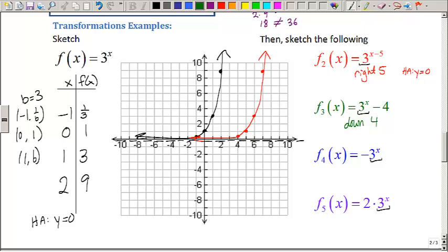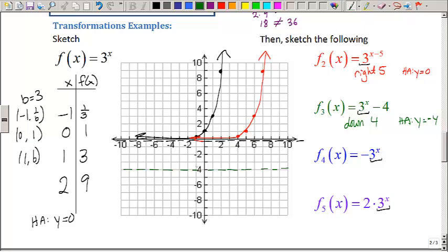Now, my horizontal asymptote was the x-axis. If I shift my whole function, including the horizontal asymptote, down 4, then my x-axis asymptote will shift down 1, 2, 3, 4 to become a new horizontal asymptote at y equals -4. When you shift the points down, you also must shift down your asymptote.